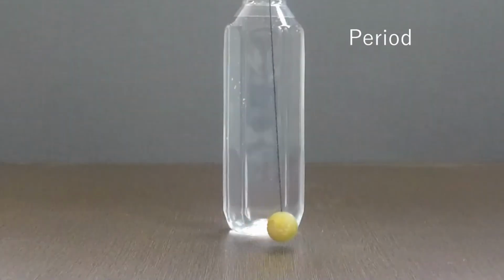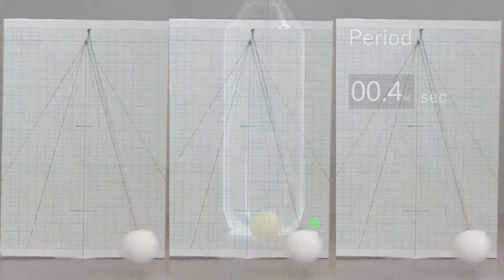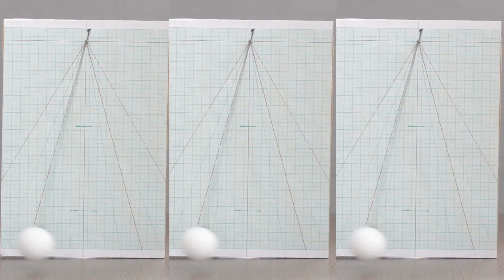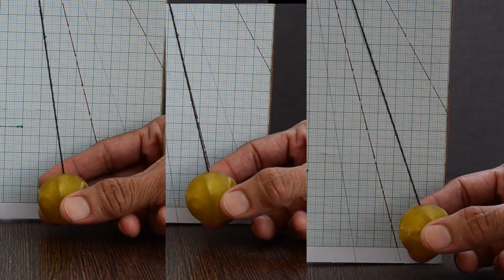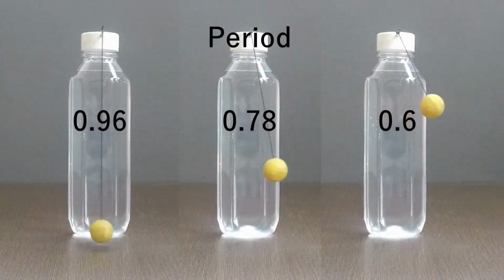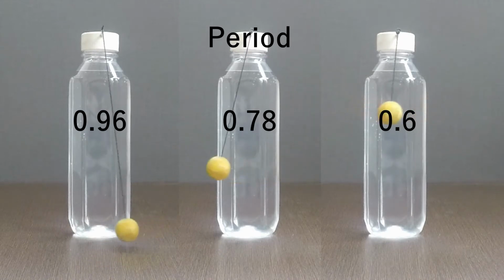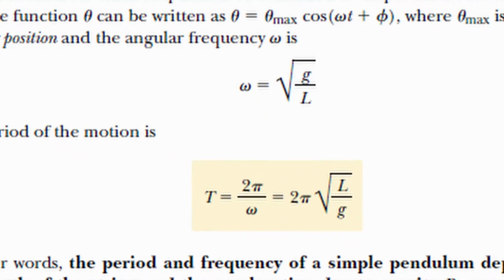In the last video, we calculated the period of the simple pendulum. This period does not change with the mass of the pendulum or the angle of initial swing. Period does change with change in length. Is there any formula to find out the period of the pendulum? There is one already given in the book.